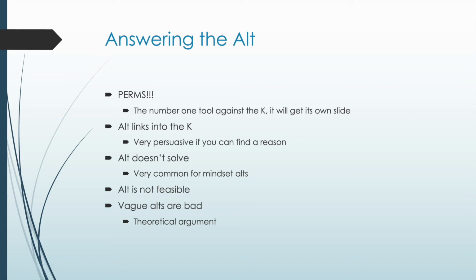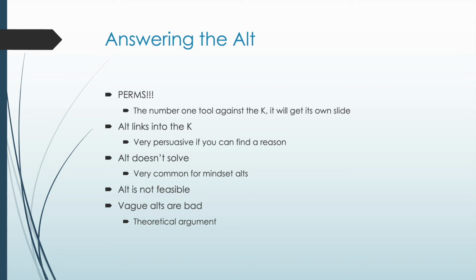So does the alt use the government as well? In which case, don't they just perpetuate the problems that they claim to solve? If that is the case, then the name of that argument is that the alt links into the K as well, and that is an effective way to take out an entire K if you can find a persuasive reason why that would be the case.